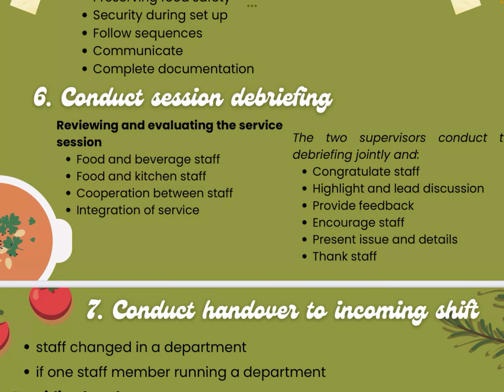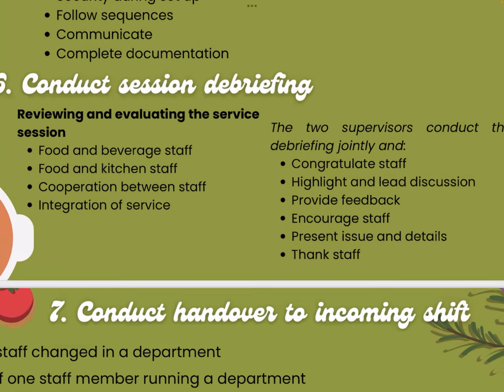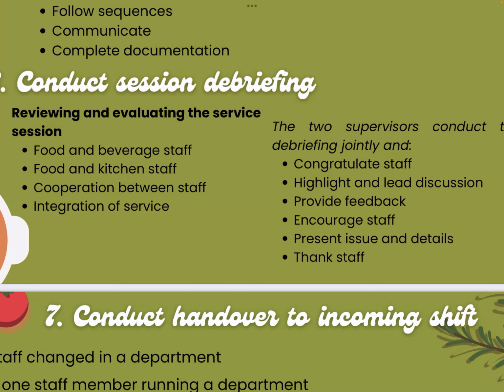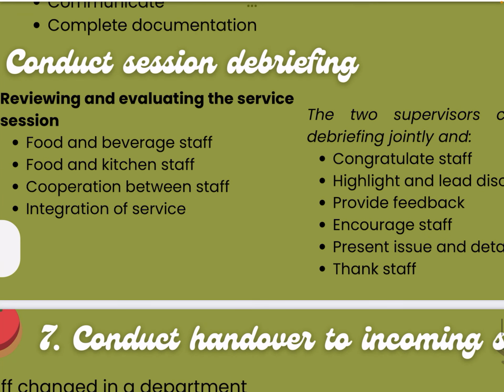Conduct session debriefing. Whenever you are having a briefing, normally you are going to evaluate the previous service, evaluating the service sessions of the food and beverage staff. From the previous weeks, the supervisor is going to look at the performance of the waiters. If there's no issue of any kind, the supervisor will tell you just keep whatever you are doing, keep up the good job.